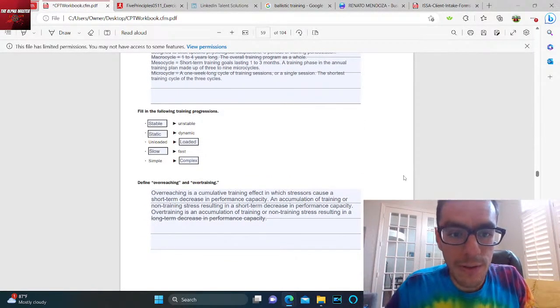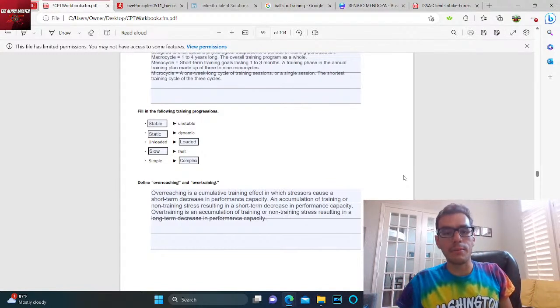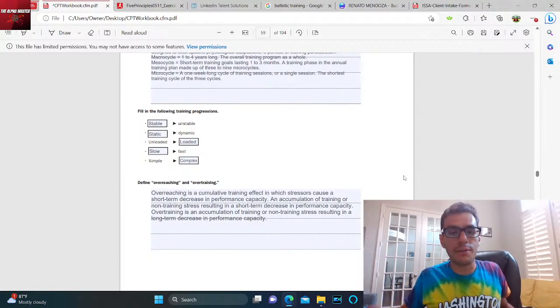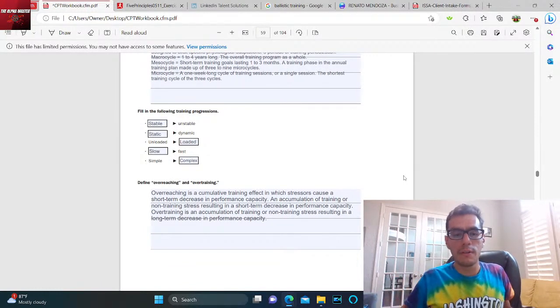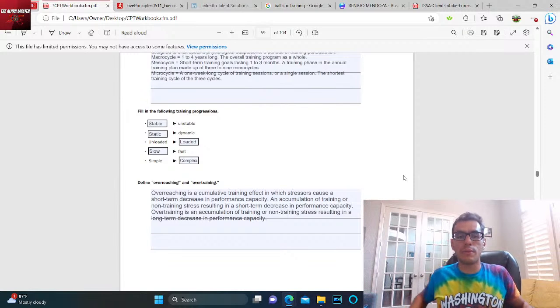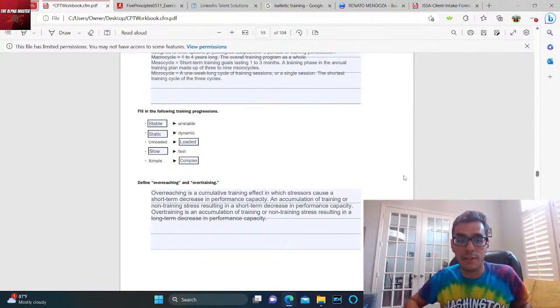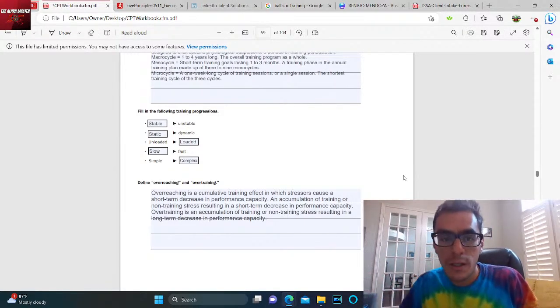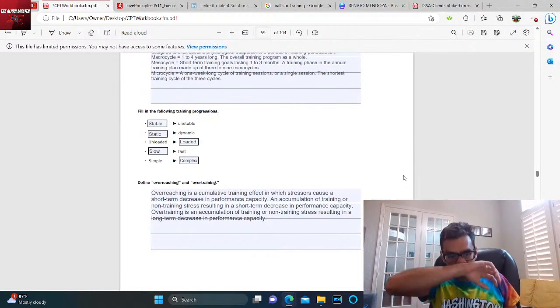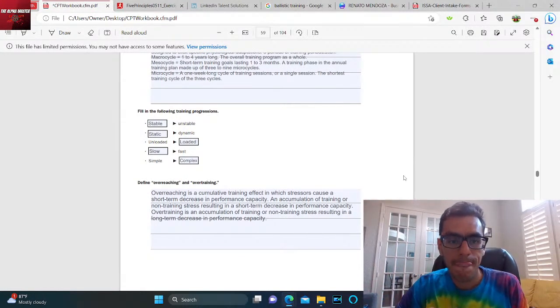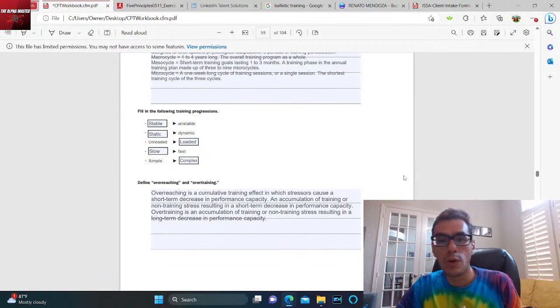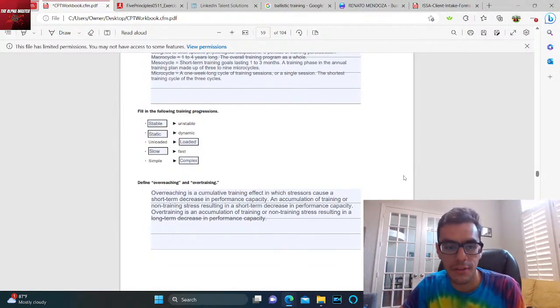Now, the training progressions: from stable to unstable, from static to dynamic, from unloaded to loaded, from slow to fast, and from simple to complex.